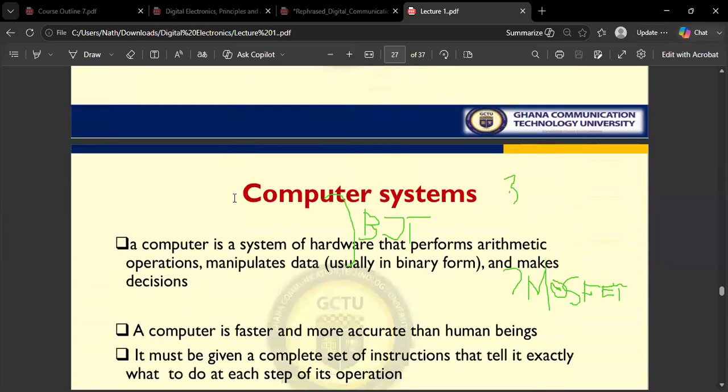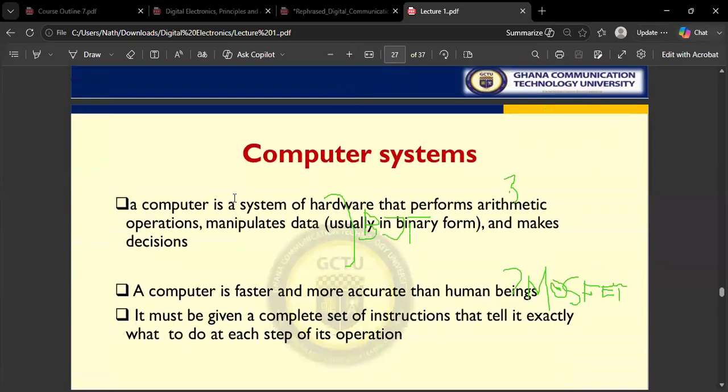Come to computer systems. We look at the computer system, which is just the makeup of a computer. So we look at what a computer is, then we look at the makeup of a computer, then we look at some types of computers. We have the mainframe and the others.